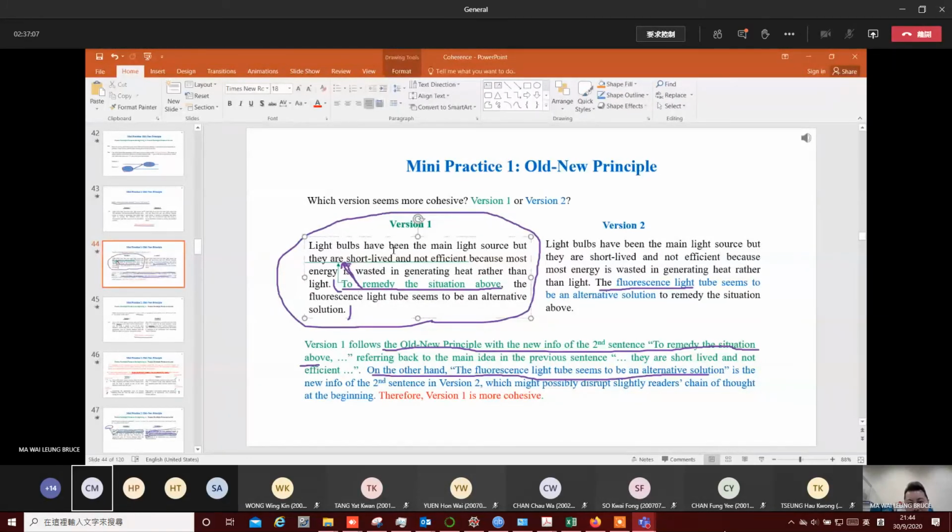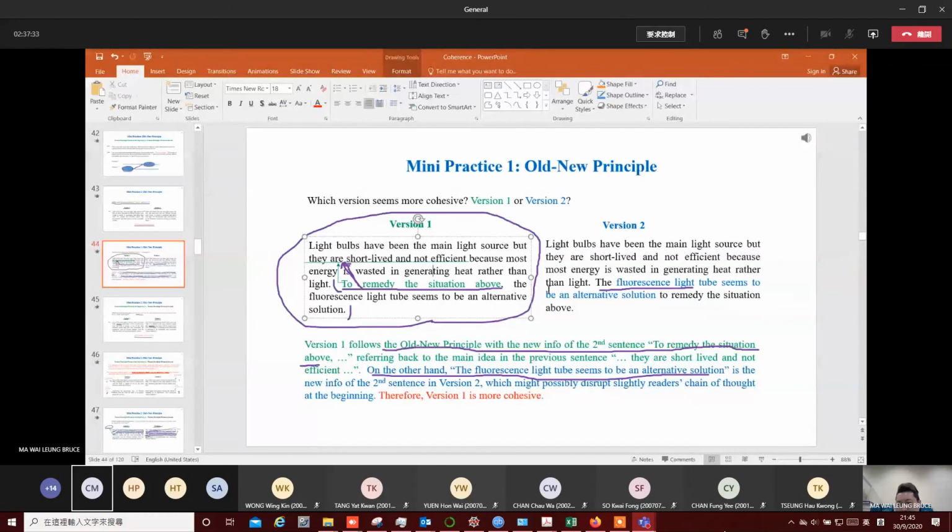Light bulbs have been the main light source in the past, but they are short-lived and not efficient because most energy is wasted in generating heat rather than light. Next sentence or next unit: to remedy the situation. What situation? The situation refers to the problems identified above, short-lived and not efficient. So these two units are connected, right?